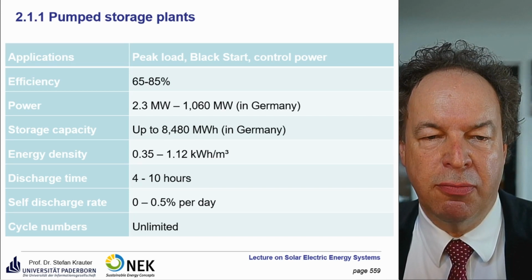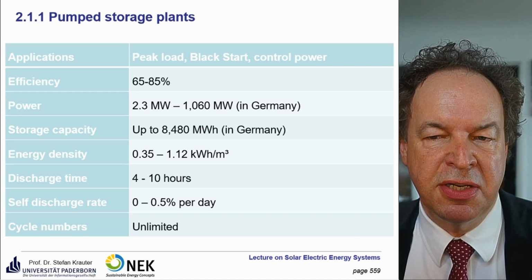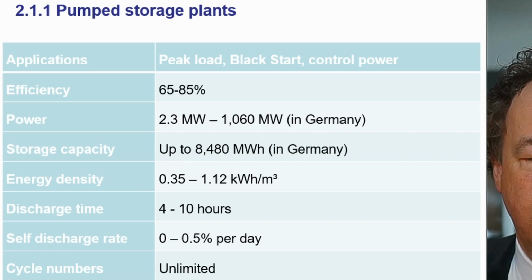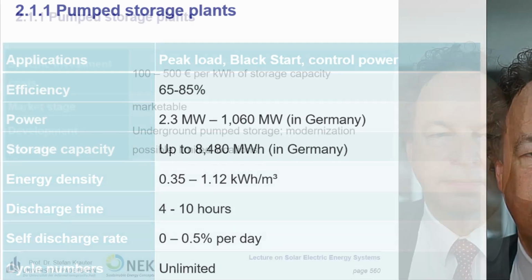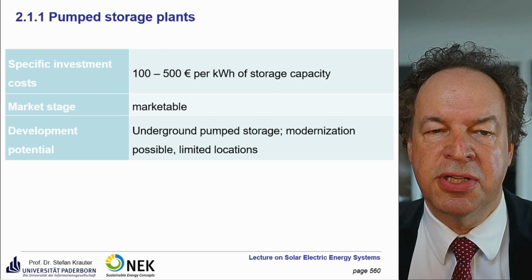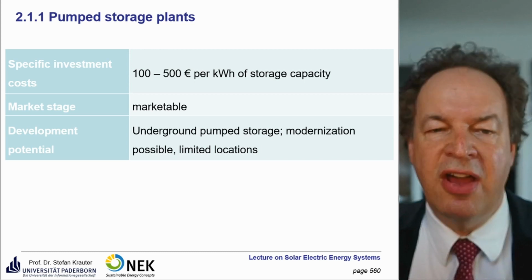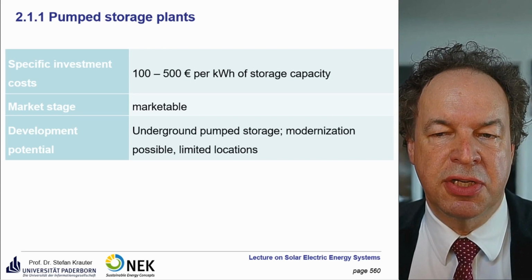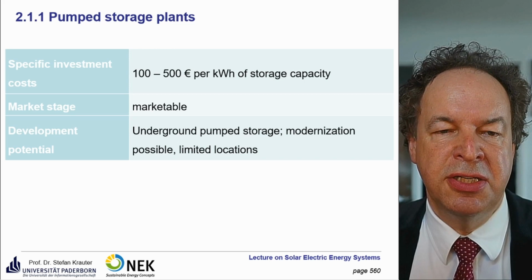If you have a really large reservoir, why not use it for weeks or even months as a seasonal storage? Self-discharge rate, depending on the temperature, is 0 to 0.5% per day. The cycle number is almost unlimited. It depends on how long your civil engineering construction lasts. So usually this kind of plant is planned for operation times of 100 years. The specific investment costs are 100 to 500 euro per kilowatt hour of storage capacity. It's marketable. The oldest of such power plants have been in operation for almost 100 years.